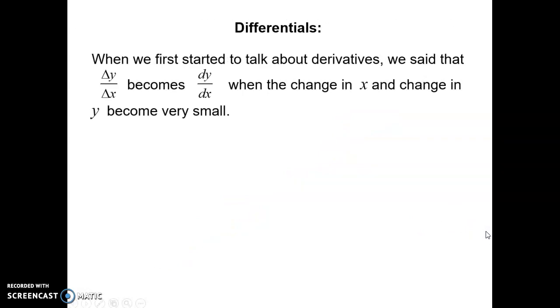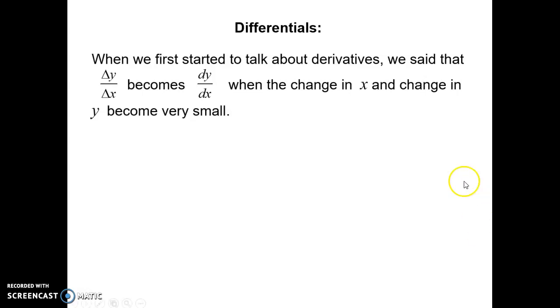We're going to also just talk a little bit about the concept of a differential. Now, a differential, when we first started talking about derivatives, we used Leibniz notation, and we did this also with implicit differentiation. We said that it is delta y over delta x, which became Leibniz notation of the derivative of y with respect to x.